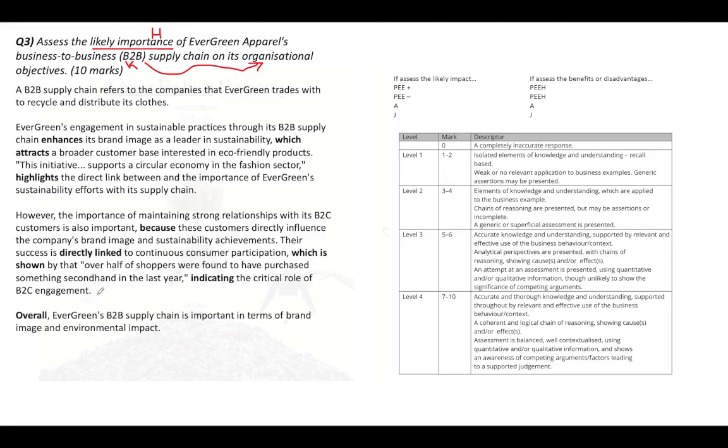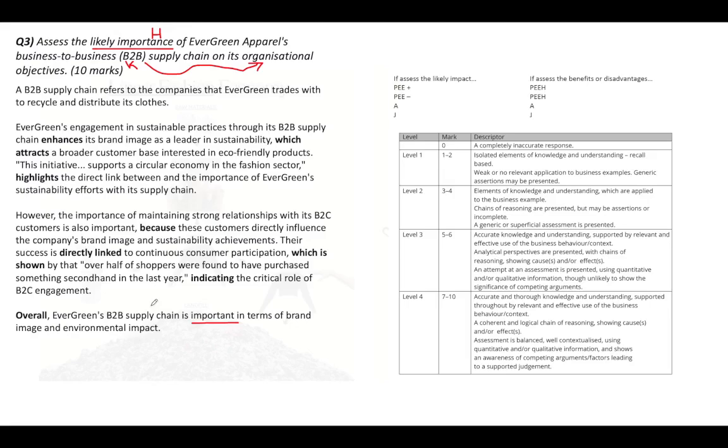Overall, let's answer the question. Go back to the hook, likely importance. Overall, Evergreen's B2B supply chain is, using the word from the question, important in terms of brand image and environmental impact. It's answered the question. It's not rocking my world, because we know what we need to do to hopefully get those last couple of marks. We need a very good justification.